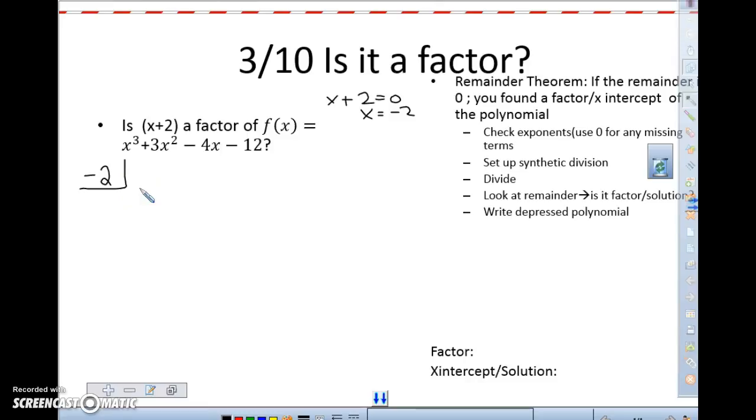And then we're going to list all the coefficients. So we have 1, 3, -4, and -12. And I need to check to make sure that my exponents go down by 1 every time. So 3, 2, 1, nothing. So we're good. We're ready to go. So again, you can use that little purple sheet to help you with this little process, all right? Everybody get it written down? You're good?